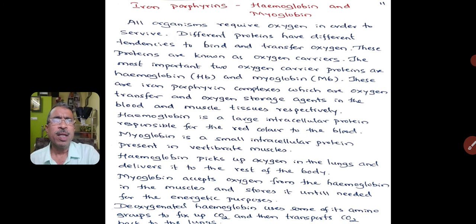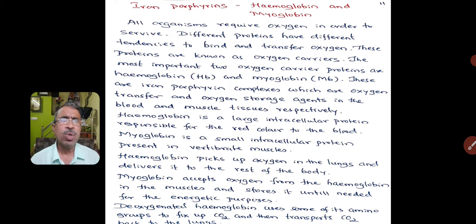Now coming to the iron porphyrins: hemoglobin and myoglobin. There are two iron porphyrins, one is hemoglobin, another is myoglobin. All organisms require oxygen in order to survive. Different proteins have different tendencies to bind and transfer oxygen. These proteins are known as oxygen carriers.